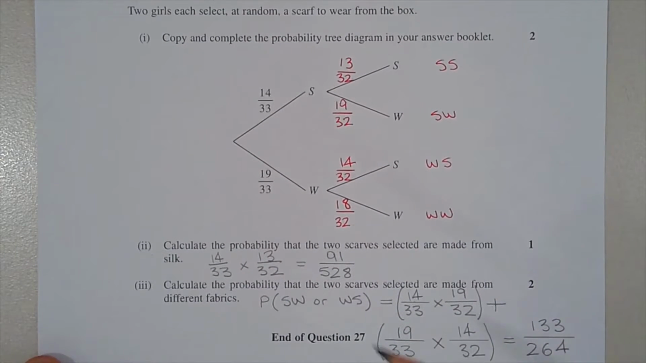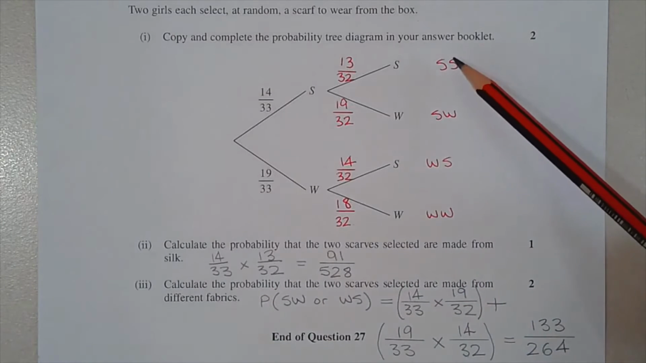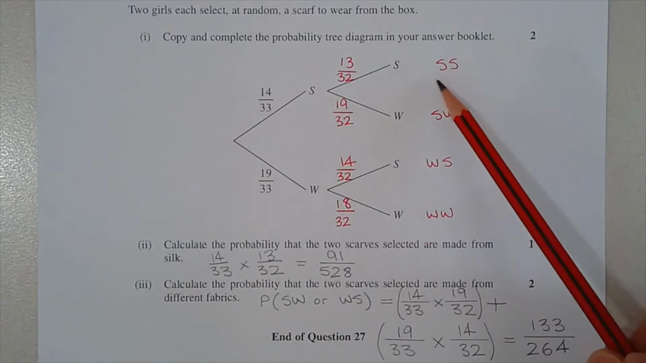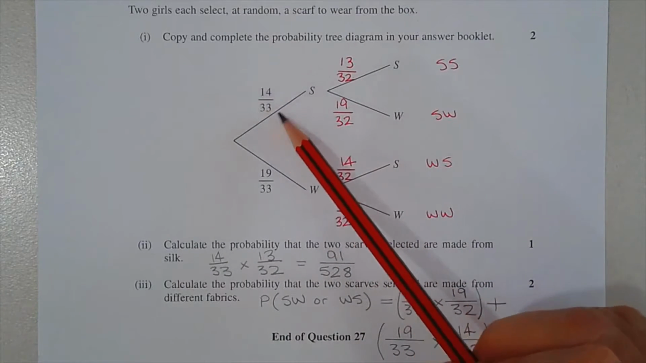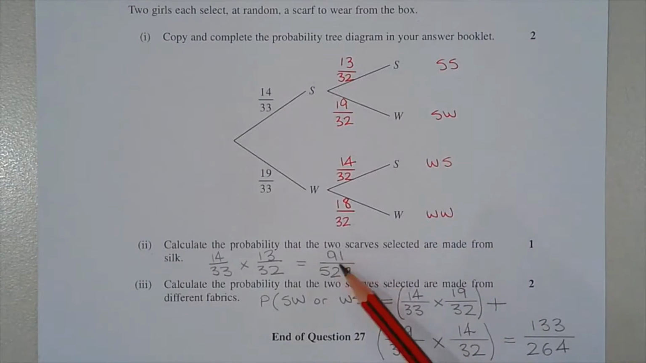Part 2, calculate the probability that the 2 scarves selected are made from silk. So we want this outcome here, silk, silk. And we find that probability by multiplying 14 over 33 by 13 over 32, and we get 91 over 528.